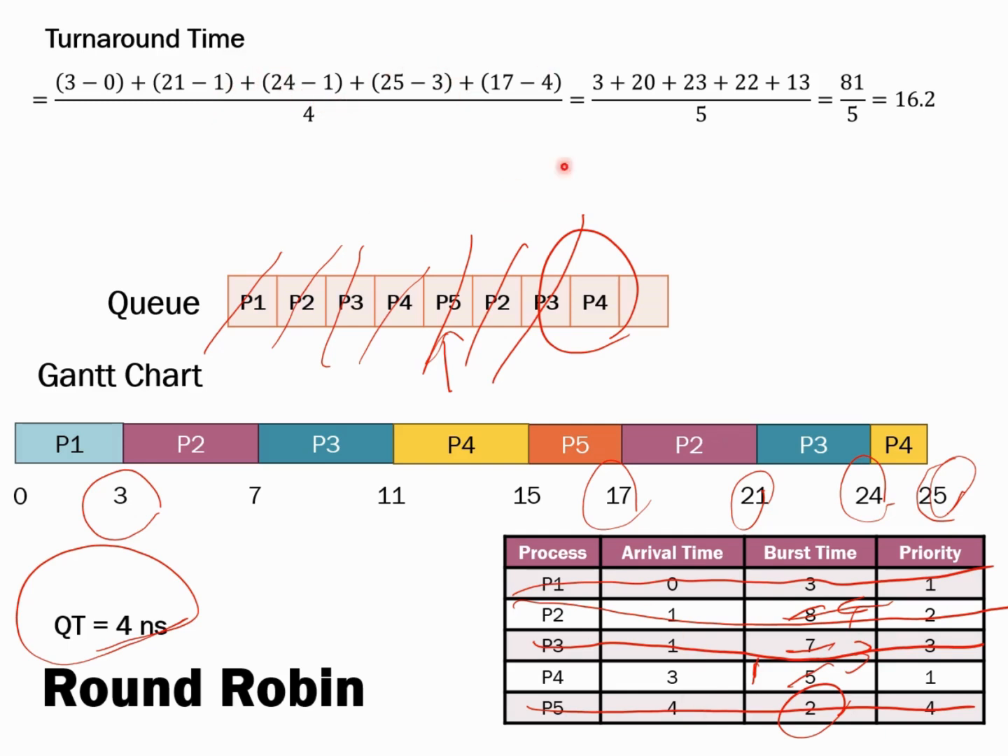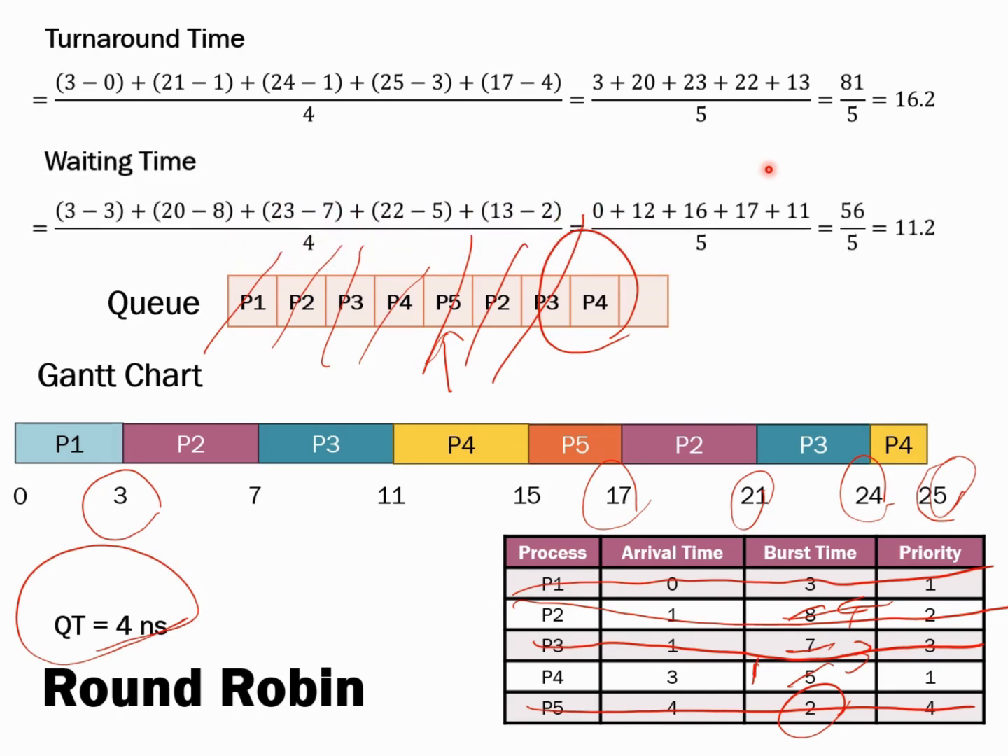So we calculated and we got 81 divided by 5, because we have 5 processes, and the average turnaround time here will be 16.2. For waiting time, we take the turnaround time and must subtract the CPU burst time from it. So for P1, 3, burst time also 3, 3 minus 3 is 0. The next one, 20 minus the burst time, 8, so the waiting time would be 12.